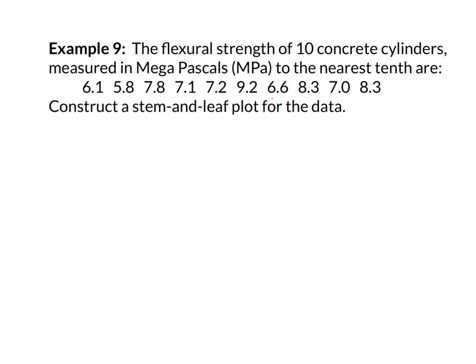Here's an example. The flexural strength of 10 concrete cylinders measured in megapascals to the nearest tenth are listed here. Construct a stem and leaf plot for the data. Taking a look at our data, we see we have 10 observations, and we have a ones place and 1 decimal place. We need to understand what our data looks like, so let's take a look at the range. The smallest looks to be 5.8, and our largest looks like it is 9.2.